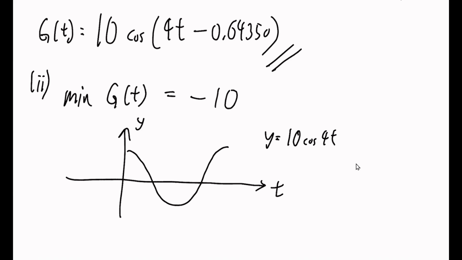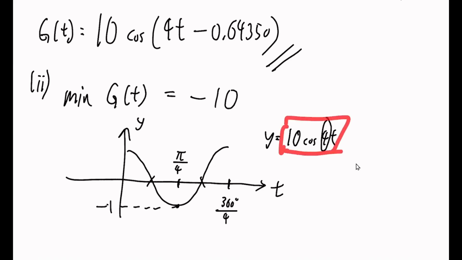So if this is t, this is y. Since there's a 4t, instead of 360 degrees, it will be 4 copies. So it's 360 divided by 4 for one full cycle. That means that everything else also needs to divide by 4. So previously, the first occurrence when it hits negative 10 is over here, which is usually pi, but you have to divide by 4. Be negative 10. Take note, this is 10 cos 4t. But actually, the question is asking about this function, which has a minus 0.6435. So you need to move it. When you minus, do you move it to the left or to the right, the graph?